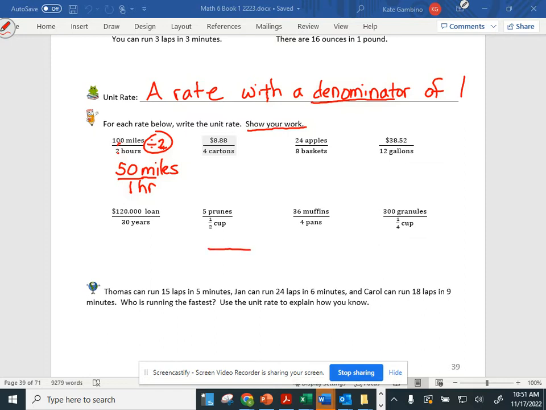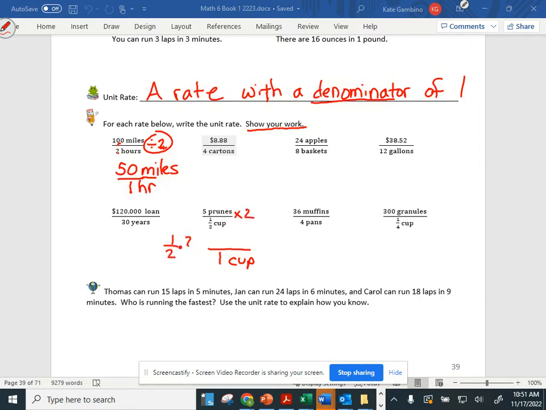I want what on the bottom? 1 cup. How do I go from half a cup up to 1 cup? Am I going to divide it down? Taya? Oh, Taya says, what if we multiply by 2? How are you going to multiply by 2?